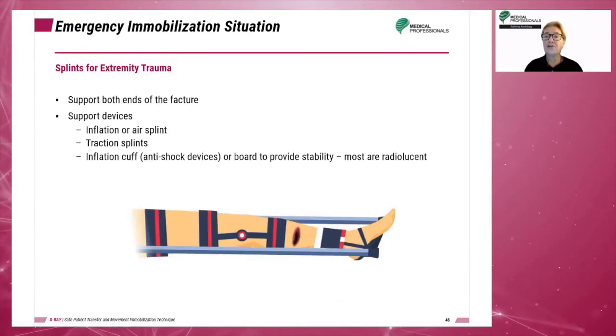Splints are used to support both ends of a fractured bone. The devices can be inflatable or air splints. The inflation cuffs are anti-shock devices used to stabilize the patient for transport to the urgent care center or hospital.